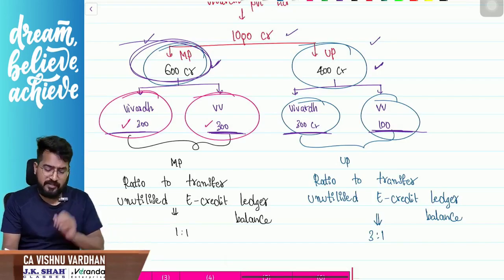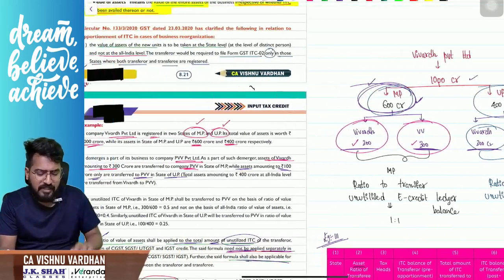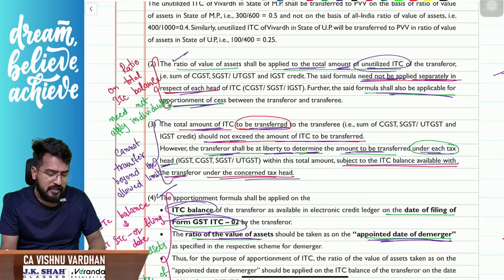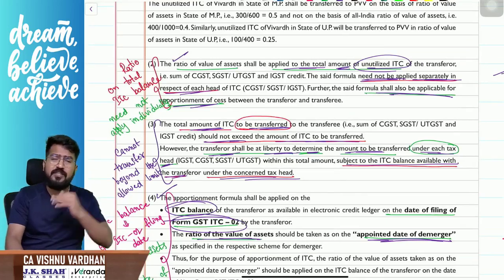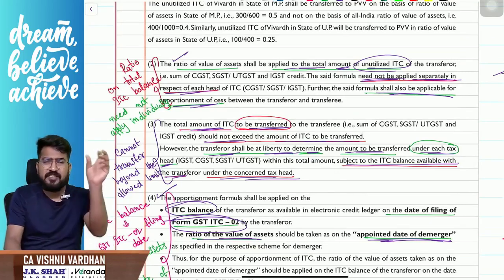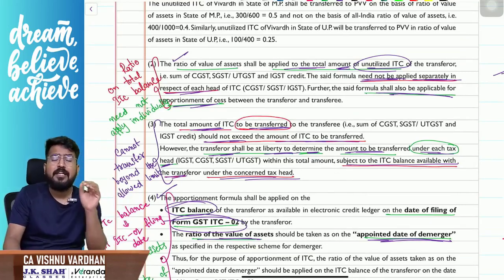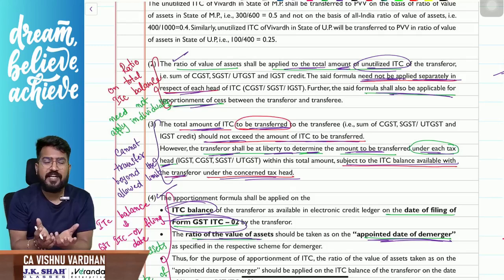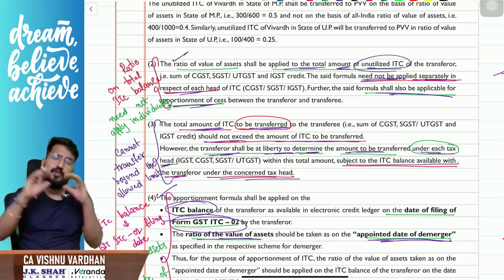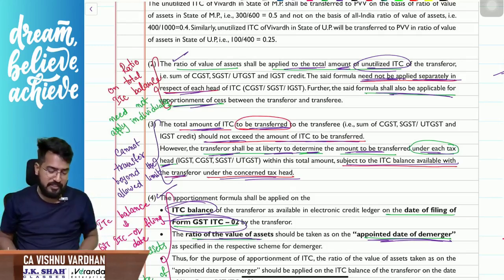So that is the concept. Fine. Till now it is okay, sir. There are some other conditions also. What are the conditions? When you apply this ratio, 1:1 or 3:1, we have calculated 75%, 25% or 50%, 50%. That ratio should be applied on the total ITC balance, not for each of CGST, SGST, IGST. For the total balance, if you apply the ratio, that is more than sufficient.